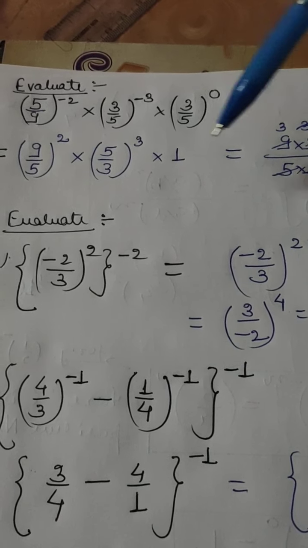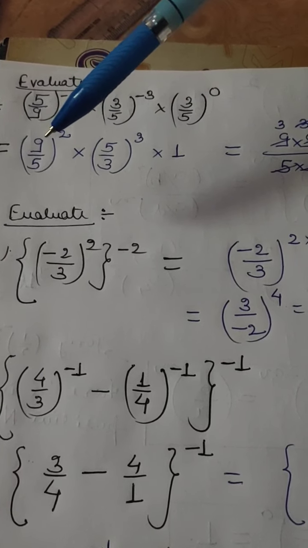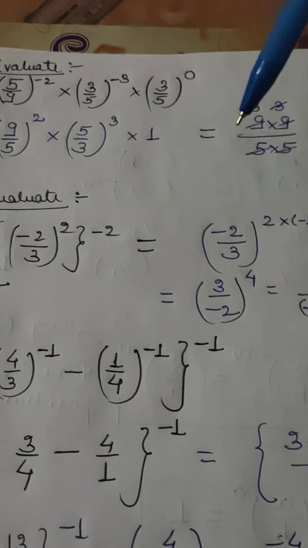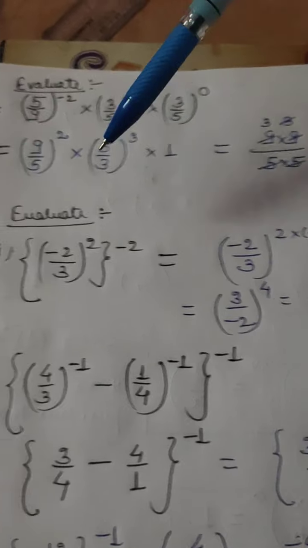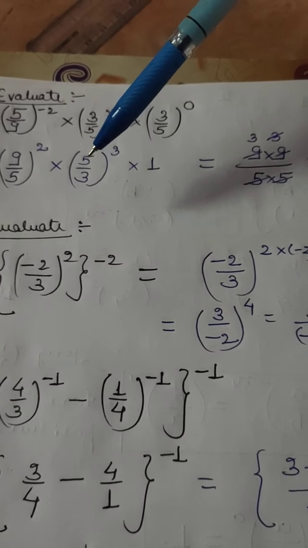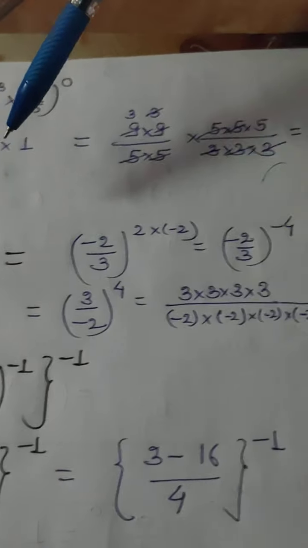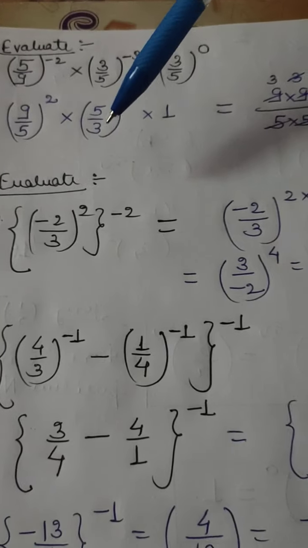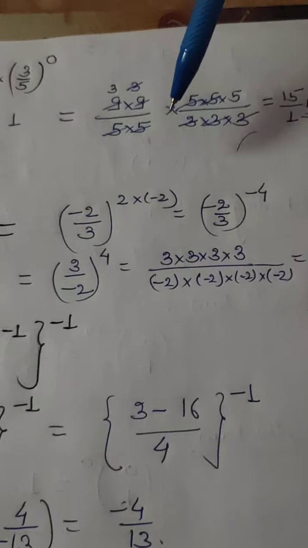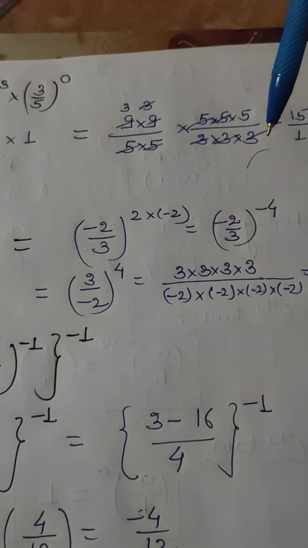So here, if we open the bracket, then 9 should be multiplied how many times? 2 times. 5 should be multiplied how many times? 2 times, because its power is 2. In the next one, 5 should be multiplied how many times? 3 times. So here we have written 5 three times, and 3 is multiplied how many times? 3 times.